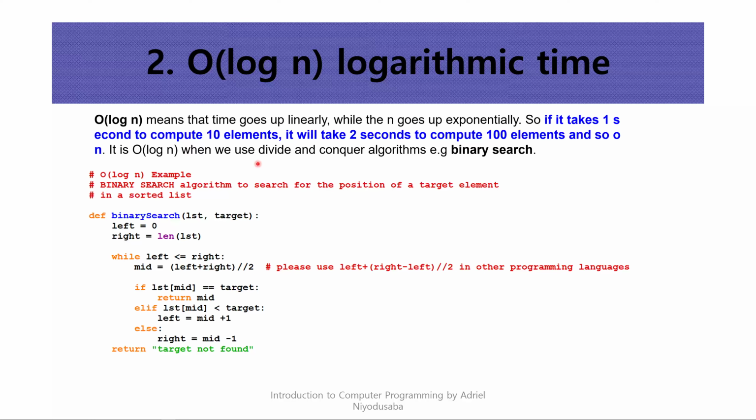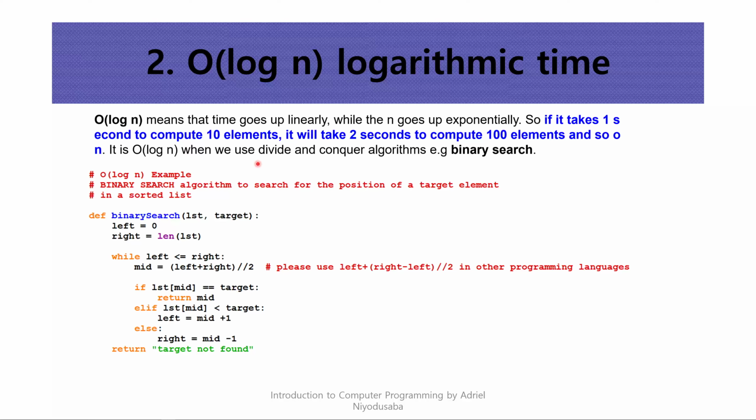Let me say this again. So we have a sorted list of numbers. We check the number in the middle. If that number is less than the number we want, then we know the answer can never be on the left of the middle element.